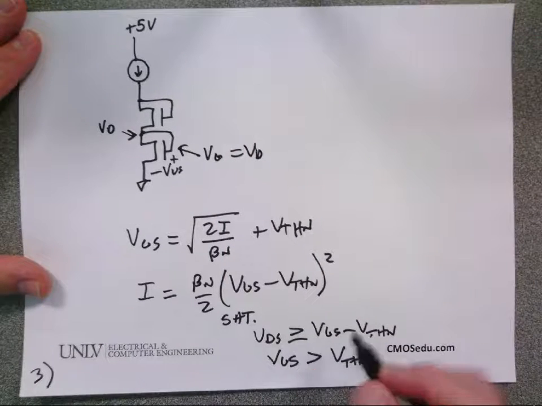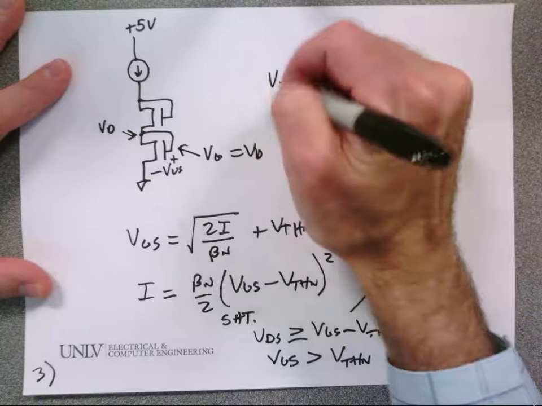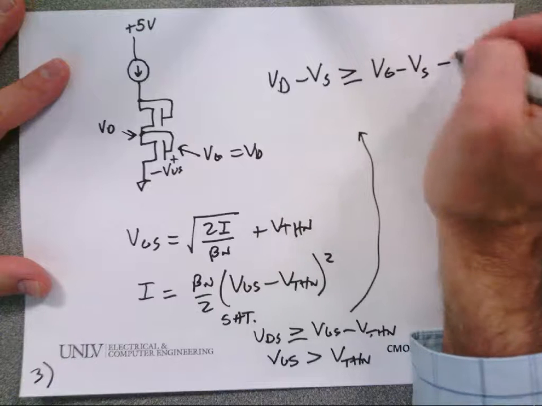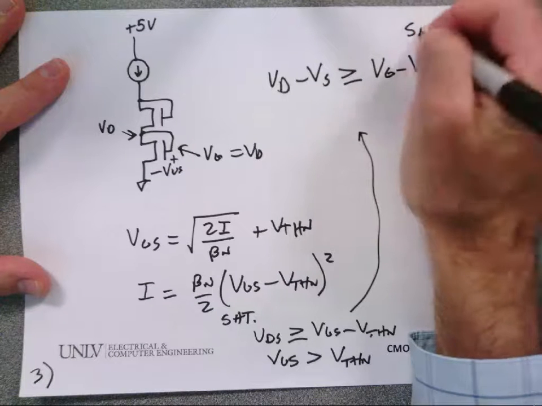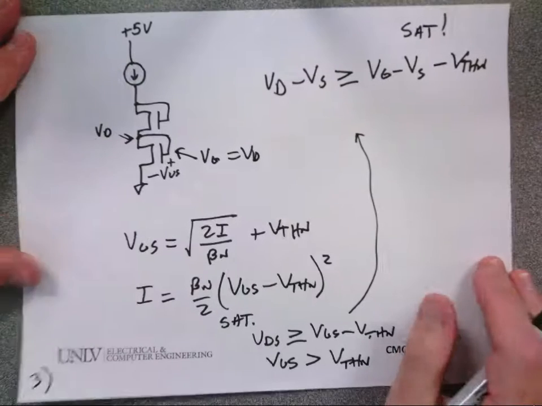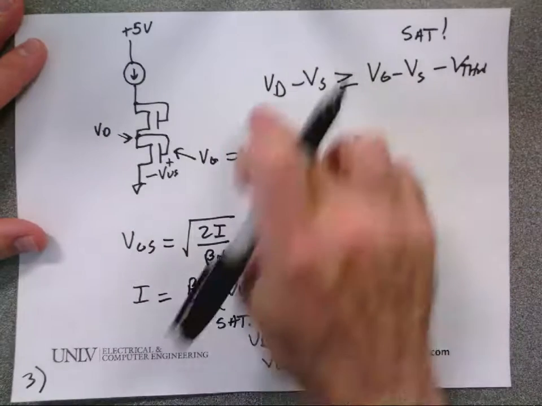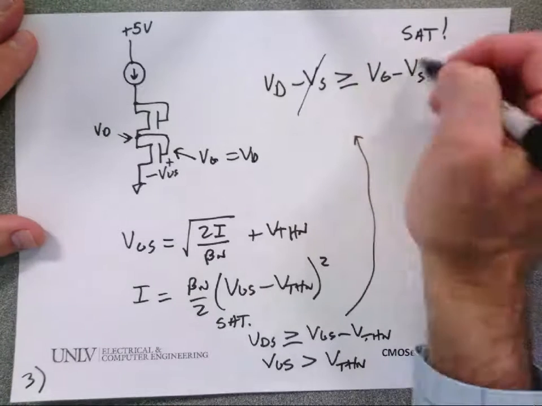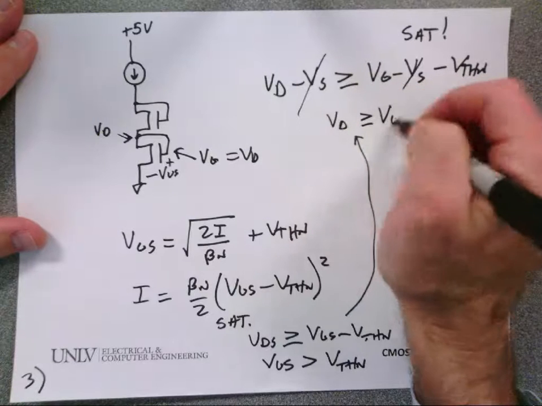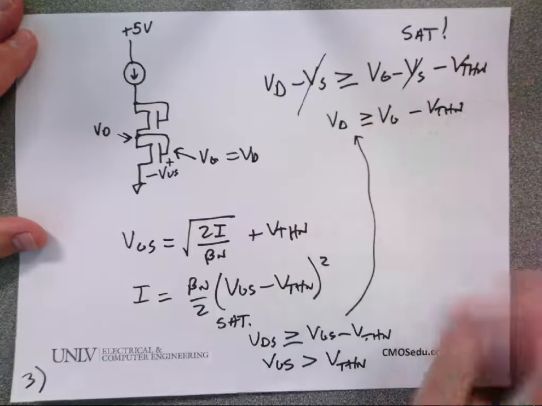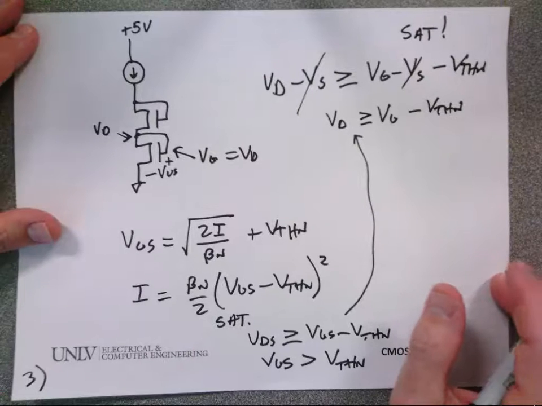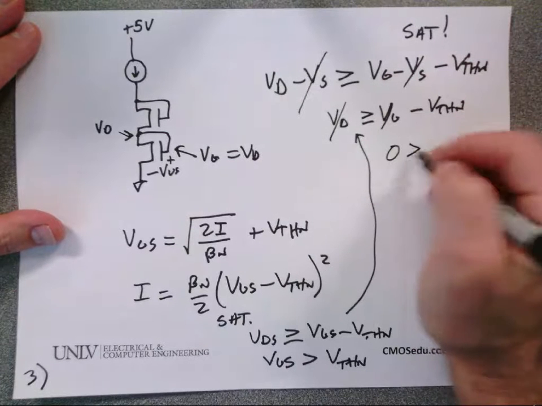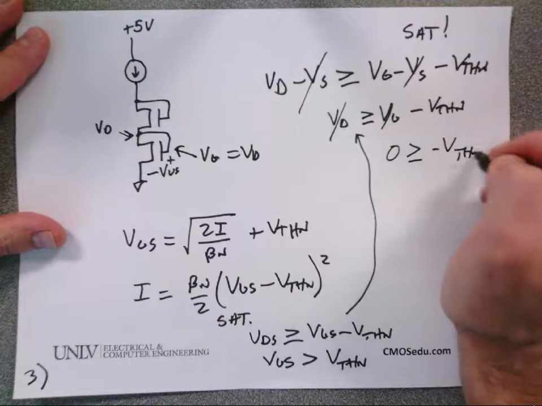So I'm going to go rewrite this equation up here as VD minus VS greater than or equal to VG minus VS minus V threshold N. Does everybody agree that this equation can be written like this, where VGS is VG minus VS? Okay, so would everybody be cool if I wrote this as VD greater than or equal to VG minus V threshold N? But what do I know? Yeah, VG and VD are equal. So is 0 greater than or equal to minus V threshold N?